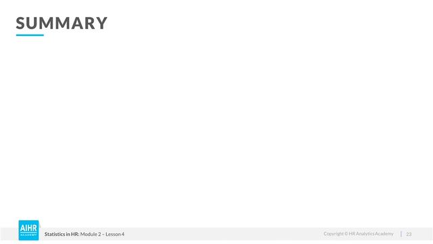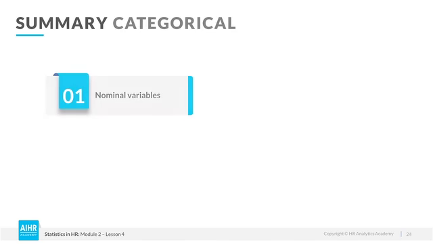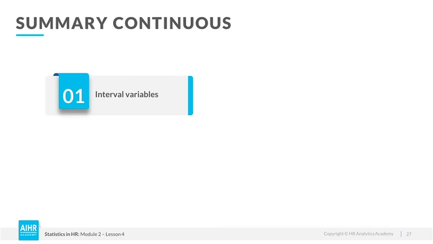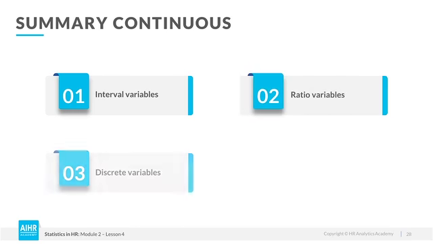That's it for this lesson. In this lesson, I covered both categorical and quantitative variables. Categorical variables can be either nominal, dichotomous, or ordinal. Nominal variables are variables that have two or more categories, but which do not have an intrinsic order. Dichotomous variables are nominal variables, which only have two categories, and ordinal variables are variables that have two or more categories, just like nominal variables, but the categories can also be ordered or ranked. Continuous variables can either be interval variables, ratio variables, or discrete variables.